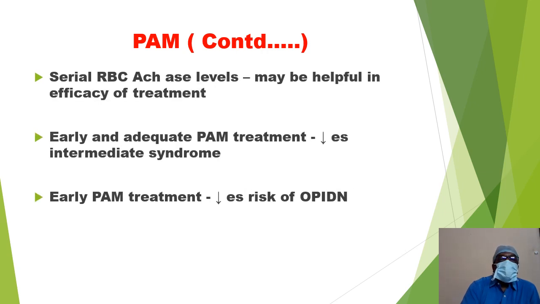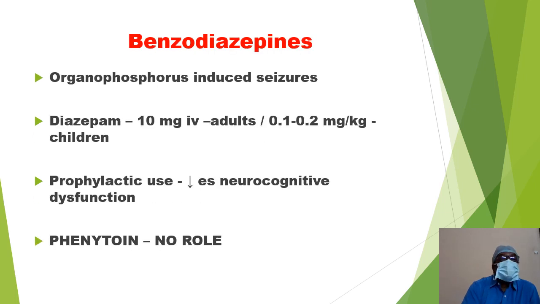Serial RBC cholinesterase levels may be useful in assessing the efficacy of treatment. Early and adequate PAM treatment decreases the intermediate syndrome, as already described, and remember, early PAM treatment also decreases the risk of organophosphorus induced delayed neuropathy.